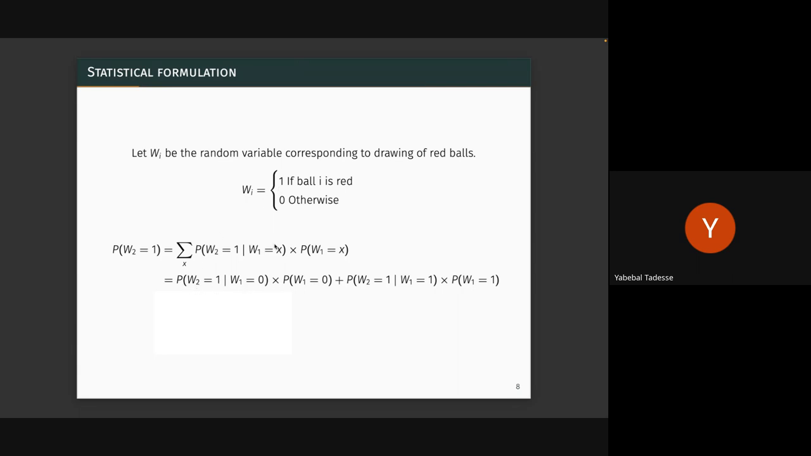That means X was 1, so W2 equal to 1 given W1 was, let's take the 0 part first, W2 equal to 1 given W1 was 0, and this one is 0, plus, because this is a summation, this one. And you can calculate now, and you will know that this is how you calculate whether it changes or not, because if you had only one draw, you would not write this equation. The equation would have changed.